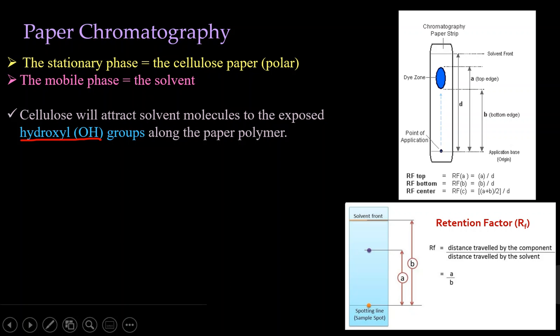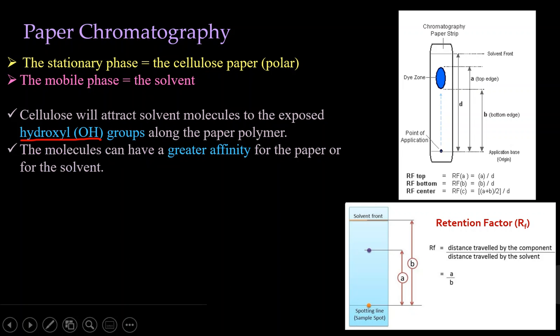Cellulose is an organic molecule, it's a large molecule, but around the edges of the cellulose there are lots of hydroxyl groups, and we know OH groups allow for what? Hydrogen bonding. So this is a polar molecule with lots of ability to do hydrogen bonding. Okay? The molecules can have a greater affinity for the paper or for the solvent, so greater attractiveness to the solvent, or attractiveness to the paper itself.